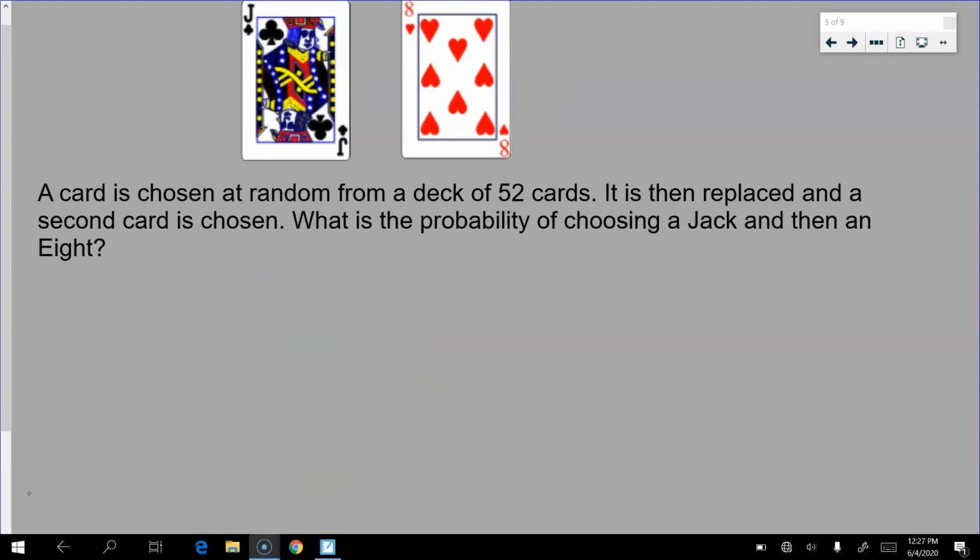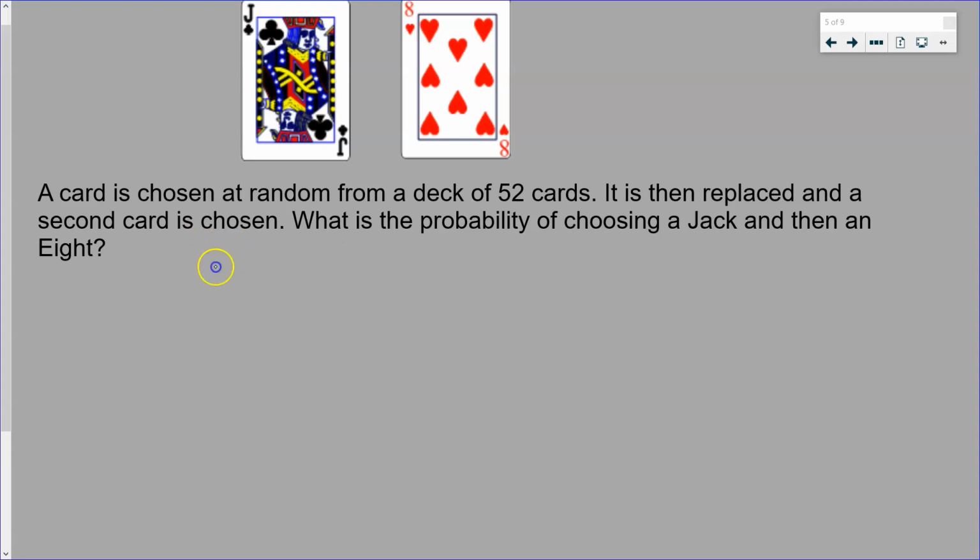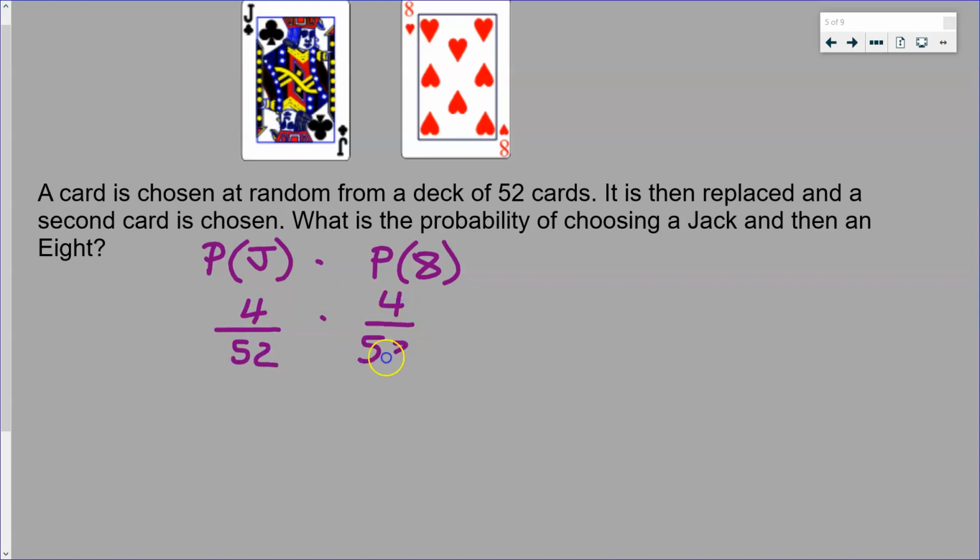A card's chosen at random from a deck of 52 cards. It's then replaced and a second card is chosen. What's the probability of choosing a jack and then an 8? Okay, so hopefully you are going to think, oh, these odds are going to be high. Okay, so let's go probability of a jack, probability of an 8. Okay, so there's 4 jacks out of 52 cards, no jokers. 4 8s out of 52 cards.